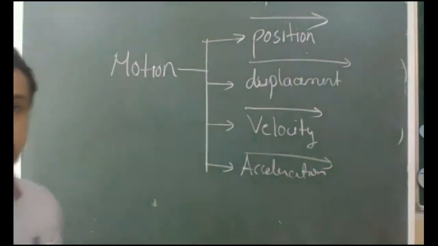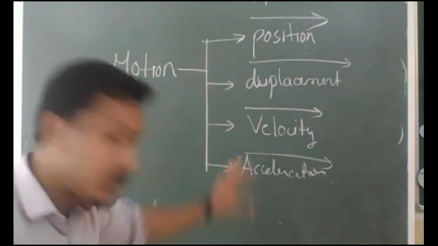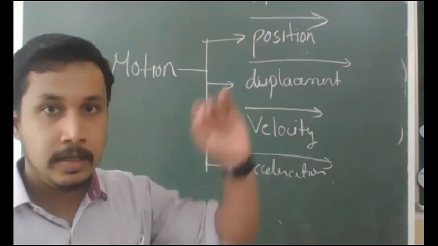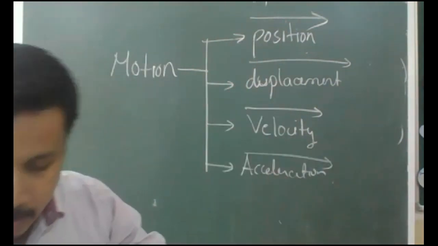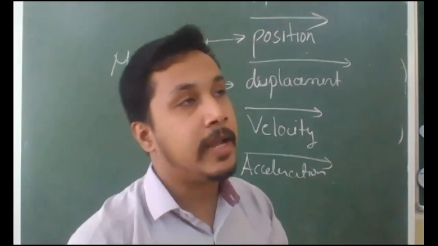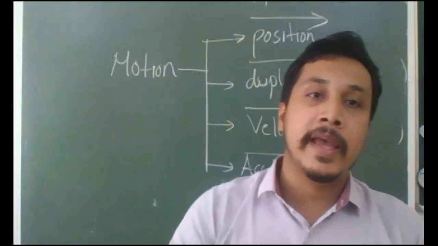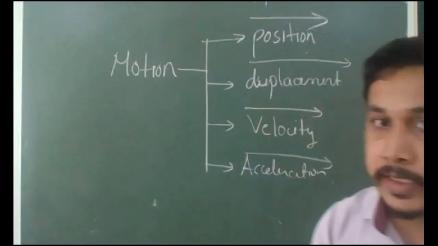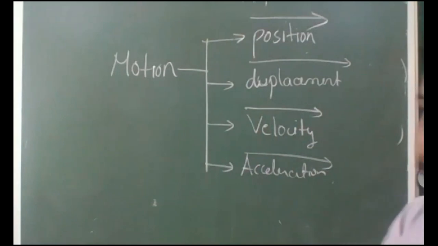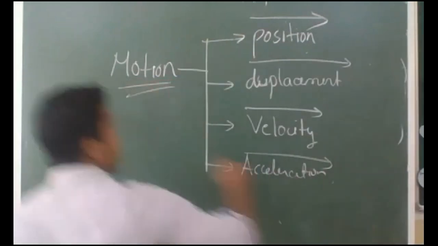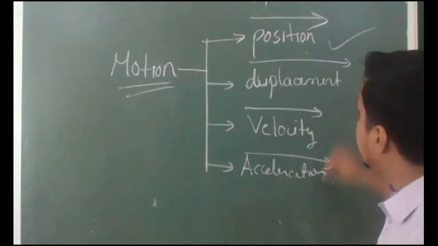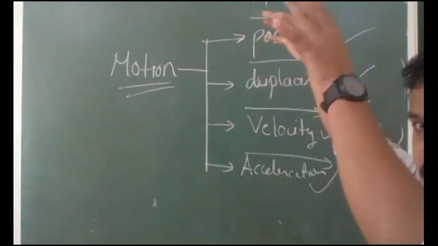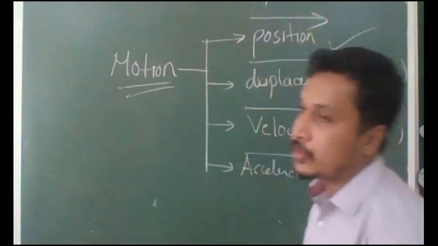See, all these are called physical quantities, like mass, temperature, length, breadth, anything. And which are the physical quantities that describe motion? That is position vector, displacement vector, velocity and acceleration. These all describe motion.